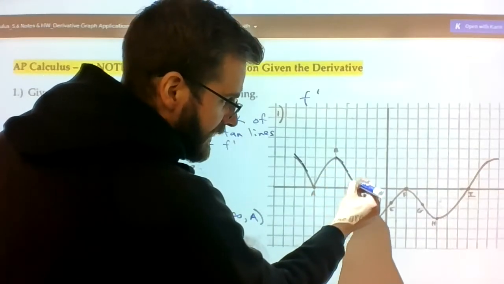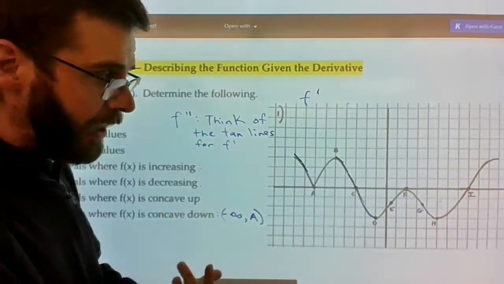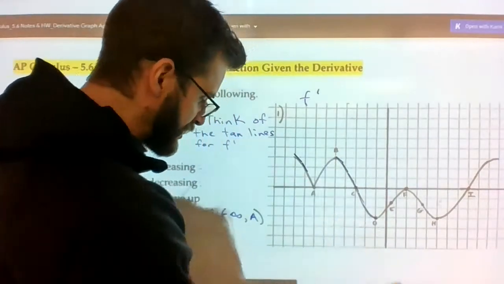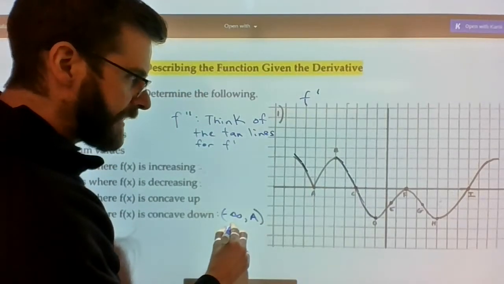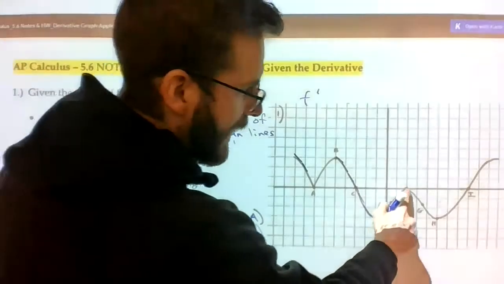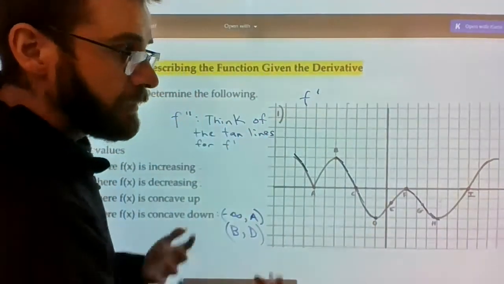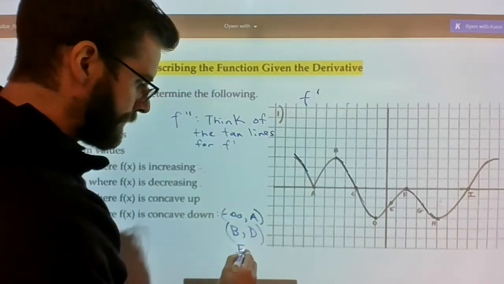From b to d, it's concave down. These are negative slopes of tangent lines from B to D. From F to H, it's also concave down.